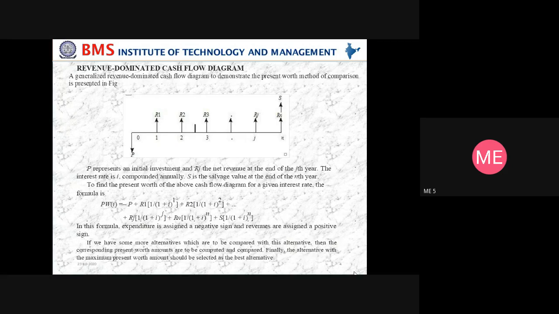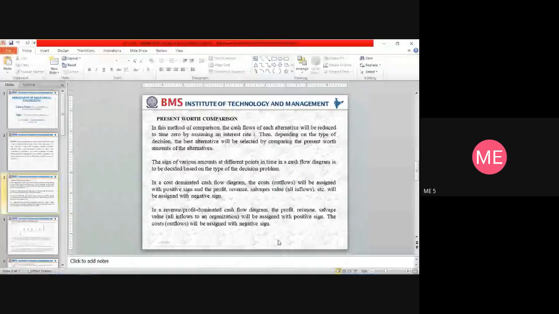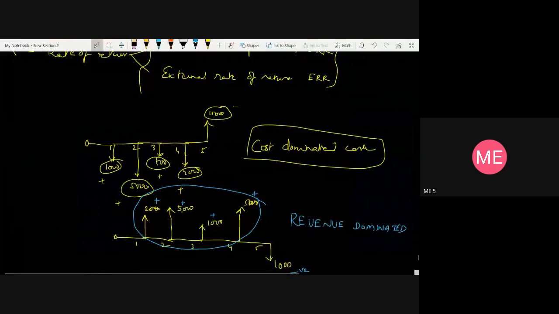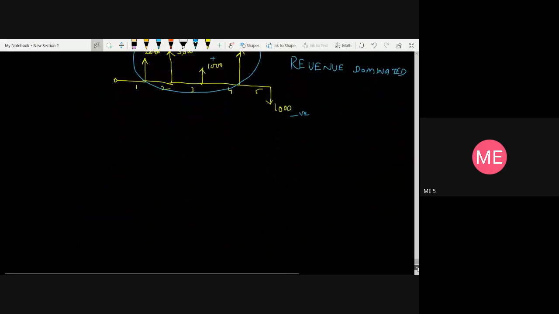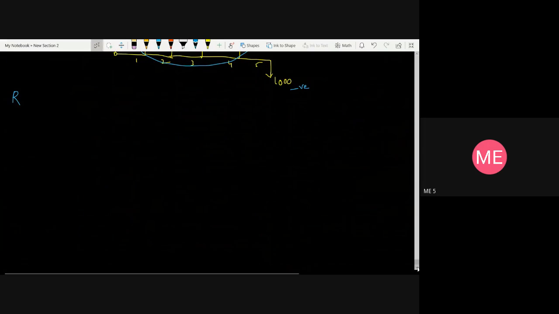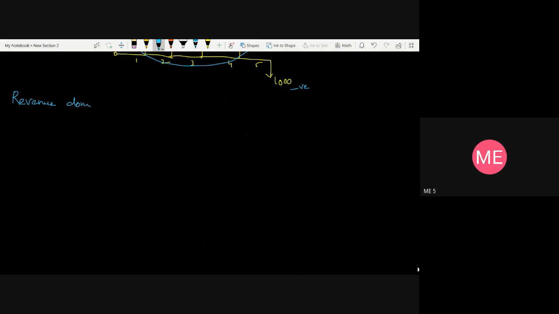So the salvage value is a return here. In the beginning, the present amount which is invested at time zero is the only cash outflow, and the remaining are many revenues. That is why it is called a revenue dominated cash flow diagram. In this case, present worth will be calculated using the equation for calculating the present worth for a given future amount. First, we'll talk about the revenue dominated cash flow diagrams.